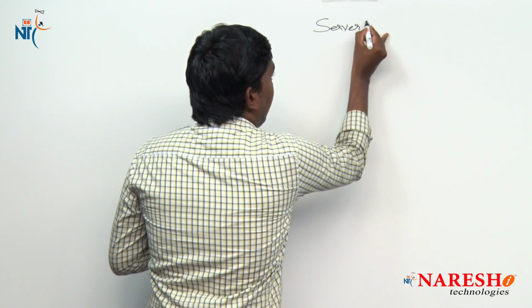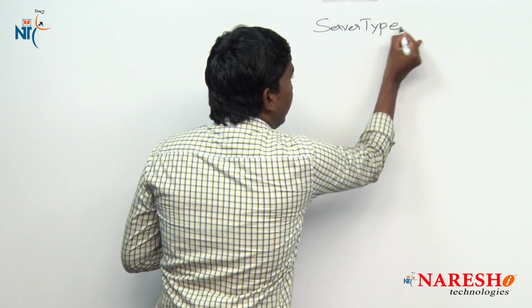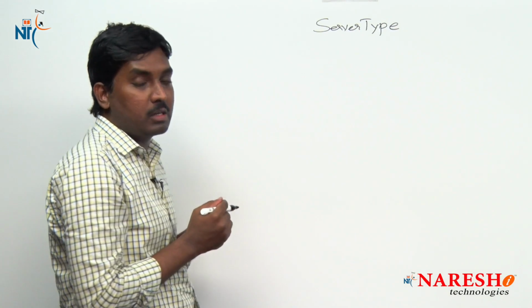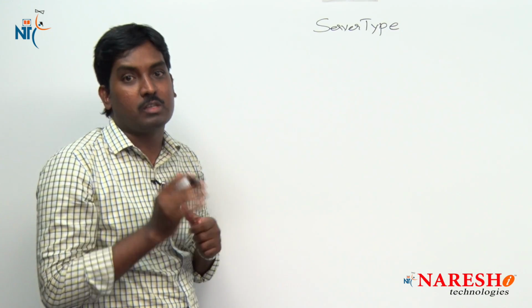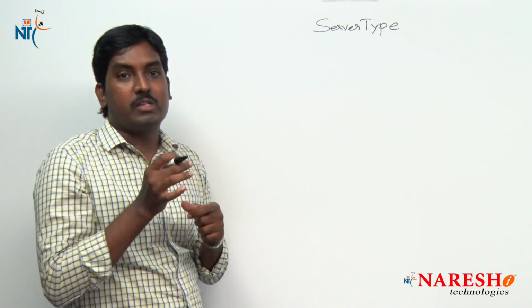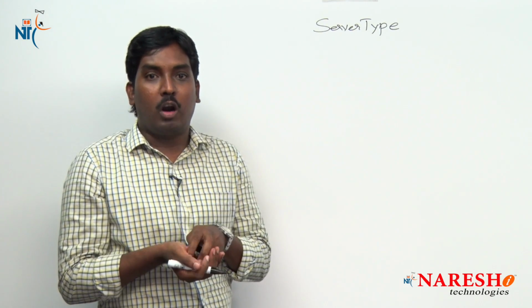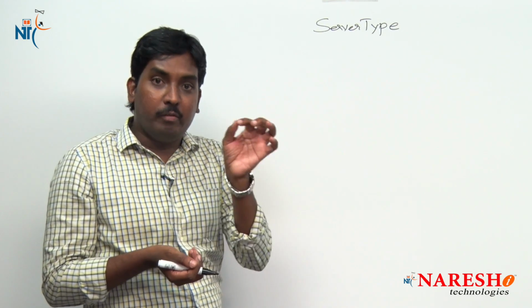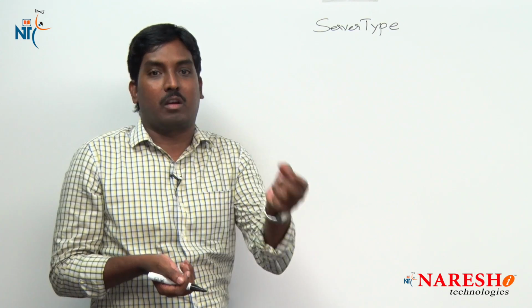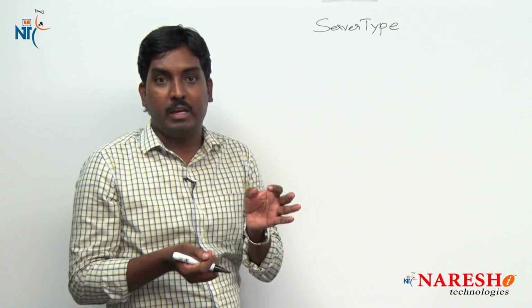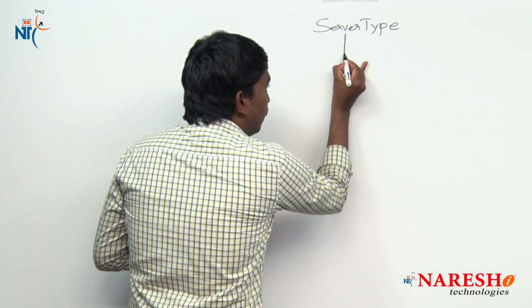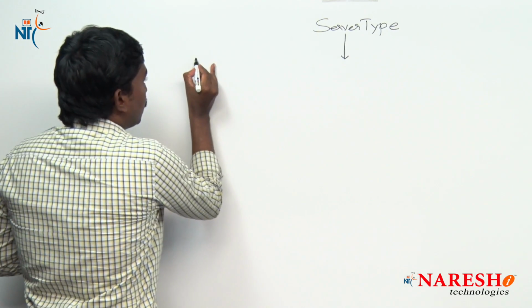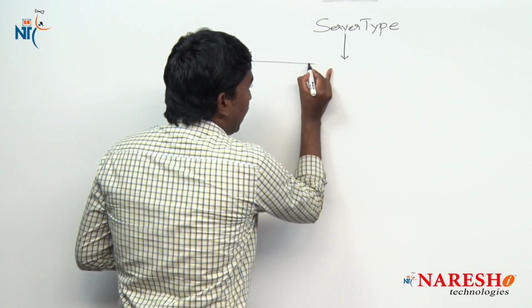Here, server type: how many types are there in SQL Server? SQL Server supports 4 types of services, as we call them. Why do we call them services? Because this is not a server, we call it a service, but every service will act as a server. So now I will give the complete types of servers in my SQL Server, and we will go through them one by one.